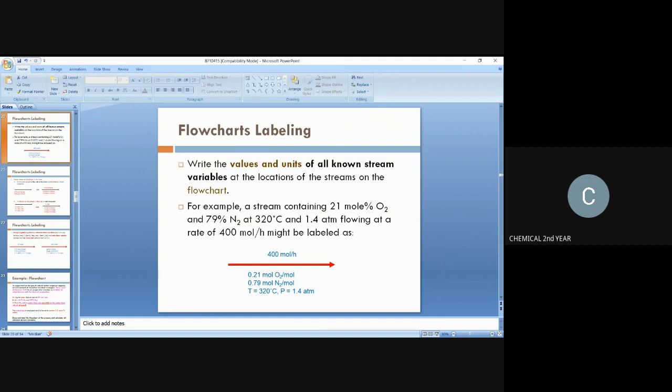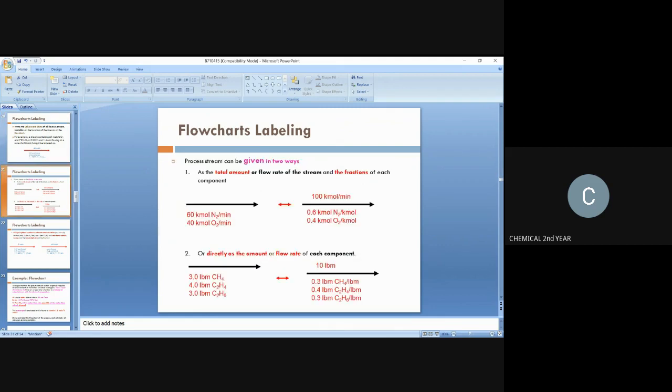And 0.21 mole oxygen per mole and 0.79 mole nitrogen per mole, with temperature equal to 320 and pressure equal to 1.4. In flowchart labeling, a process stream can be given in terms of the total flow rate of the stream and the fractions of each component.